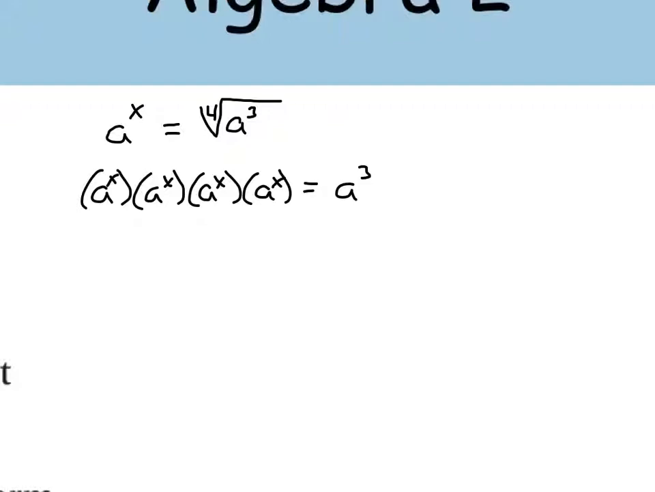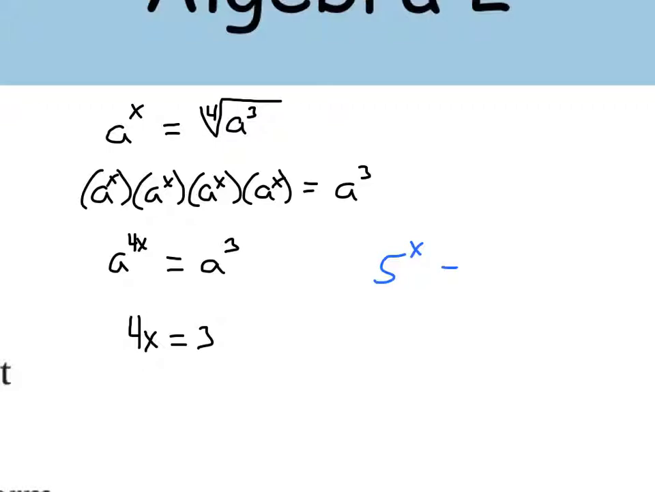Now, if I multiply a to the x's together, if we look at our rules of exponents, if we have the same base, we add the exponents. So basically, I'm going to have a to the x plus x plus x plus x power, which is 4x. So a to the 4x power equals a to the 3rd power. Now, at this stage, I'm hoping everybody sees that 4x must equal 3. If you don't see that right away, consider this.